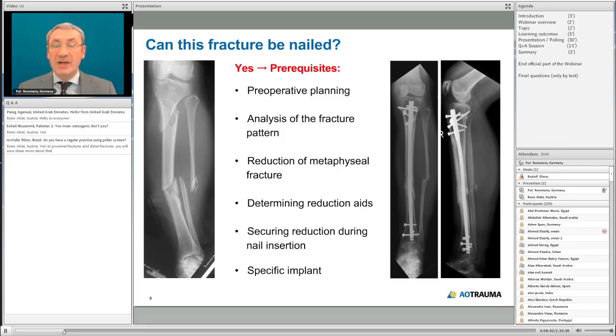And to reduce this fracture, we will need reduction aids. And we will determine these aids before we start the procedure in order to have these tools in the operation theater before surgery. We must secure the reduction during nail insertion, and this may ask for additional tools. And finally, we will need a specific implant to deal with this specific biomechanical problem.